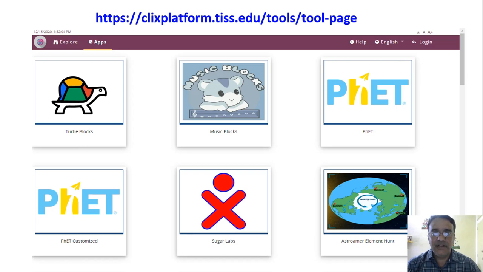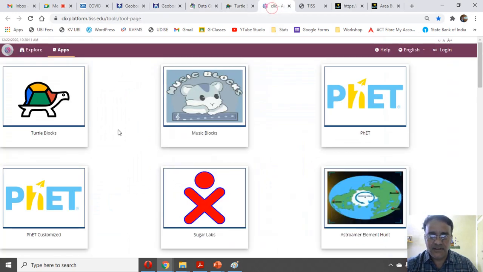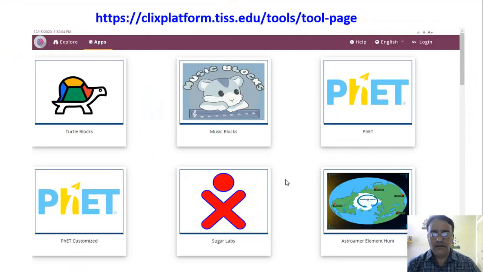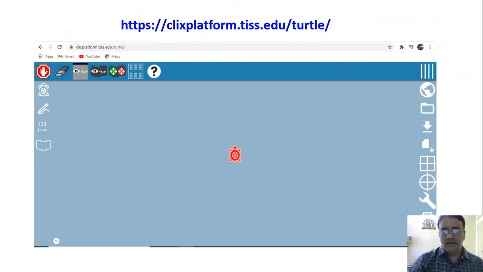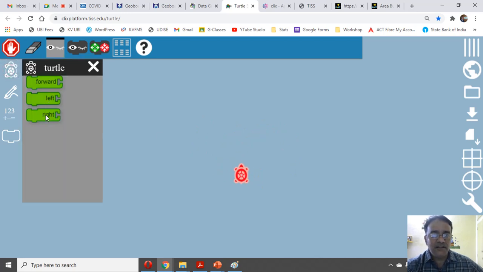This is the Clix platform. Many apps are available on this platform. I will share this link also. When we click on turtle block, this picture will come up. I will demonstrate this one also. This is the turtle. We can move it anywhere by using the mouse, and this is a free version. Only 3 movements are there: forward, left, right. So we have to drag one by one.